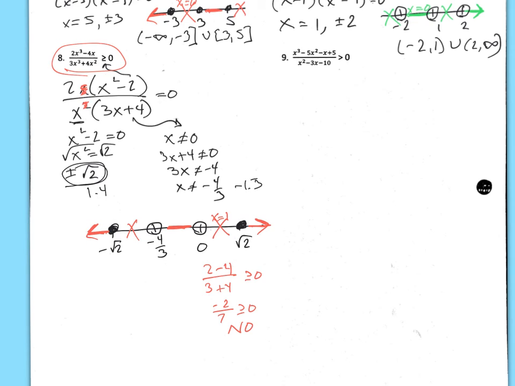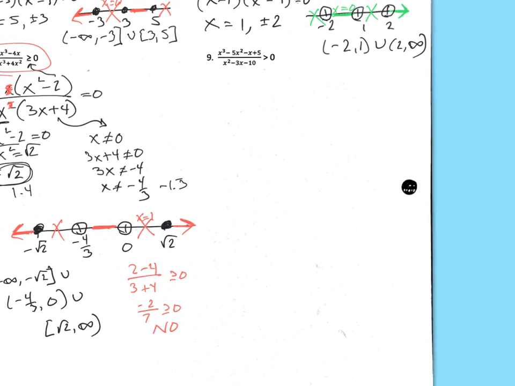Then you translate your number line into interval notation. -infinity to -2. That's joined up with -4/3 to 0. And then we join that up with 2 to infinity. That's a tricky problem.